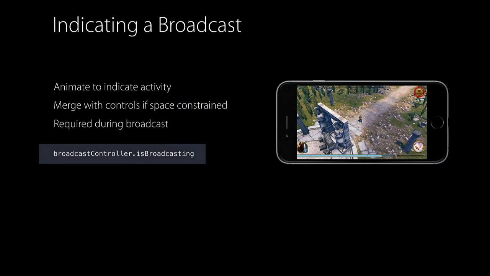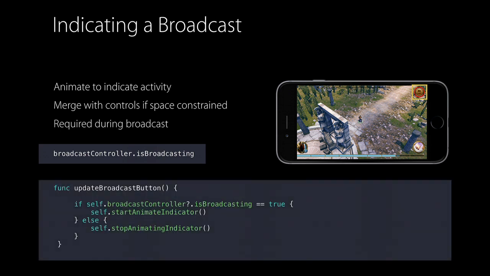And now we're live. And since we're live broadcasting, we need to clearly indicate this to the user. So Olympus Rising does this very well by animating the broadcast button. Since their game has fairly complex controls, they're reusing the button UI to also indicate an in-progress broadcast, maximizing their available screen space. Something to note is that the indicator is strictly required during broadcasting and will be enforced during app review. It's important that you add this to your games. To programmatically check if a broadcast is in progress, simply query the isBroadcasting property of the broadcast controller. You can use the value of this property to start or stop animating your indicator UI.